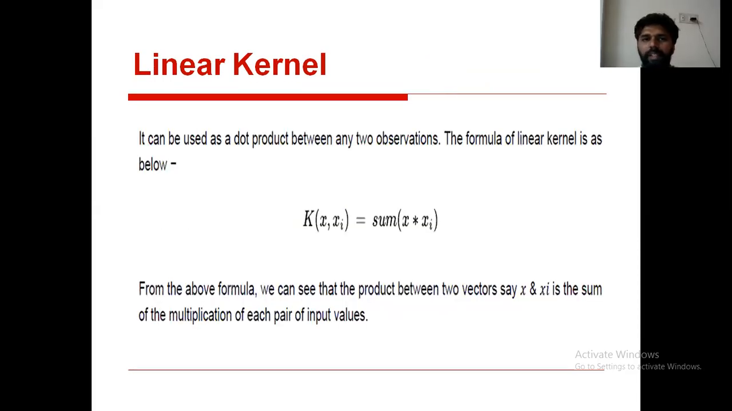What about the linear kernel? See this here. Capital K indicates kernel. Kernel of x comma xi. Here, x and xi are two observations. What are we doing here? We are performing a kernel. What is the kernel going to do? The kernel is going to transform lower dimensional space into higher dimensional space. Kernel of x comma xi is equal to the sum of x into xi. See what is going to be performed in the linear kernel?